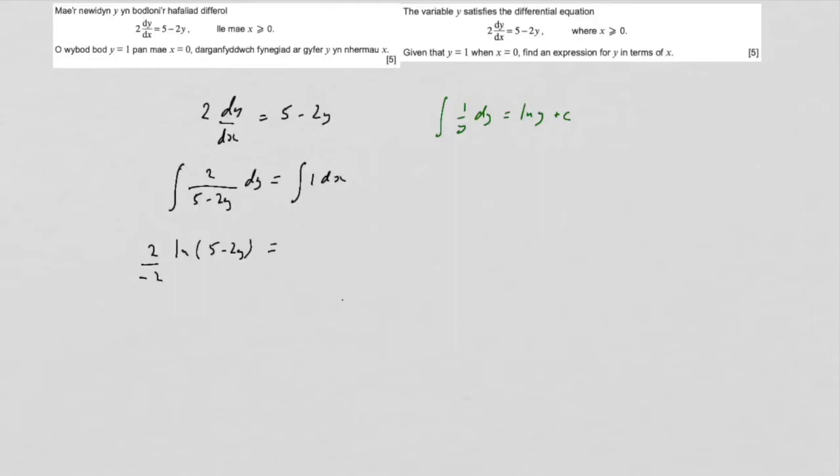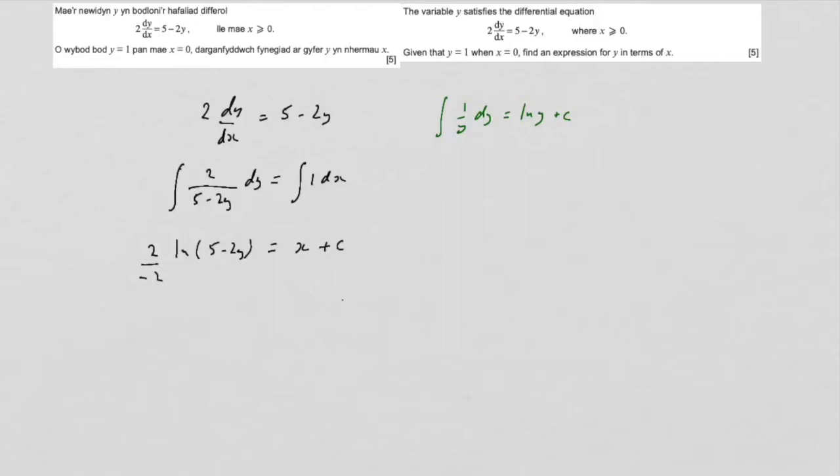And that gives us x on the other side, so the integral of 1 is x, and we do have to have a constant. We could have a constant on both sides, but of course we could just subtract, so we only need a constant on one side.